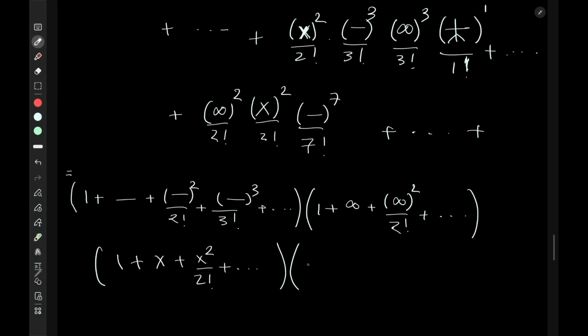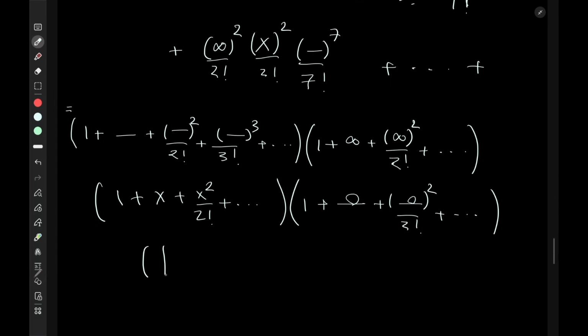Okay, and this will also have the other one, like 1 plus this diagram plus this diagram square over 2 factorial, that diagram square over 2 factorial, and so on. The other one will also be there. Similar thing, 1 plus this plus.